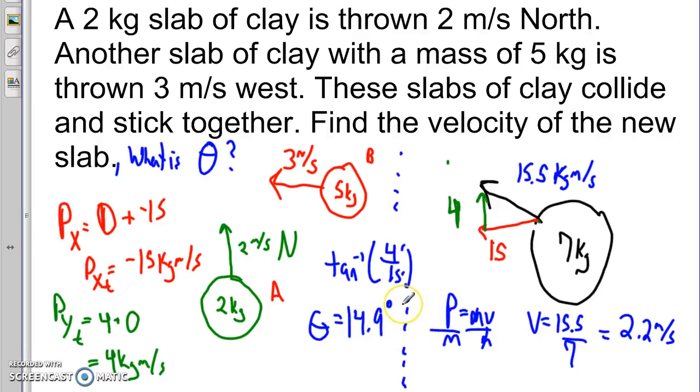There you go. So hopefully you see that these are a lot easier than the elastic collisions. Since we started out with the two-dimensional elastic collisions, the inelastic collisions should be fairly simple.